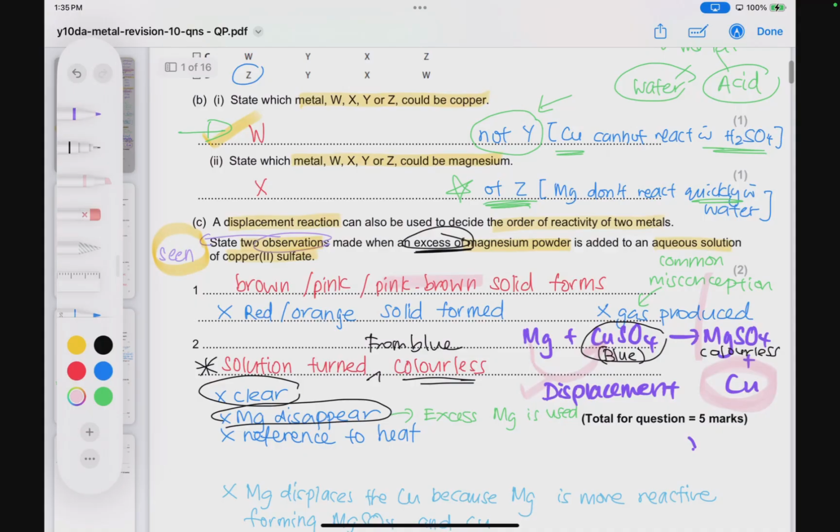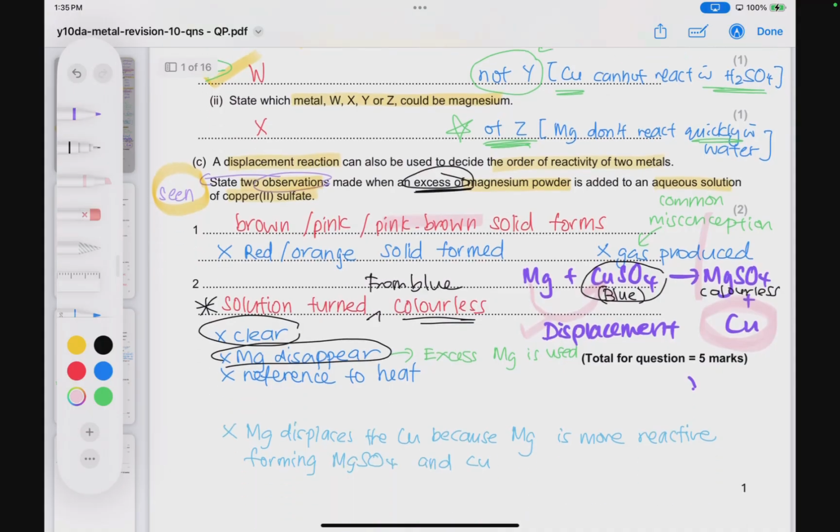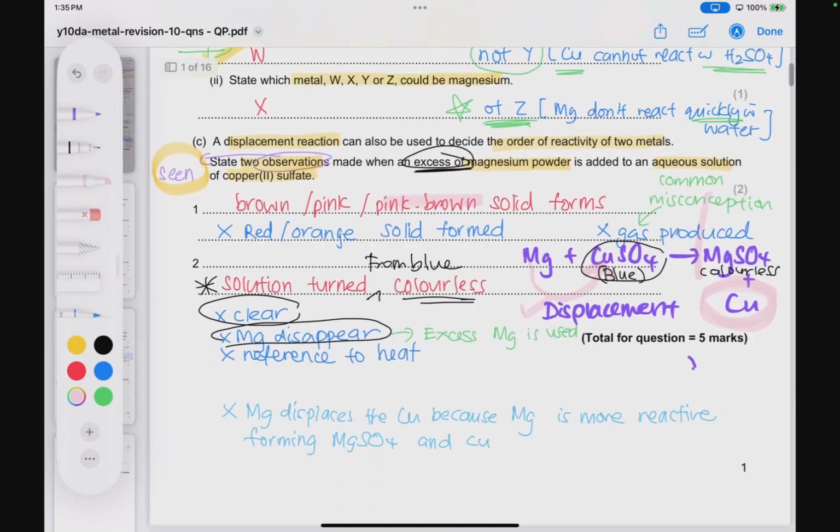Okay, right. So here we are looking at observation, so you don't need to explain why this is taking place, but if you need to see the equation, that will be the one in purple. The blue color words are not allowed. In terms of color, for copper metal, we use the word pink brown to describe it, or pink or brown. I personally like pink brown just to give me a differentiation in colors. If you use red or orange, there'll be no marks here, so take note.